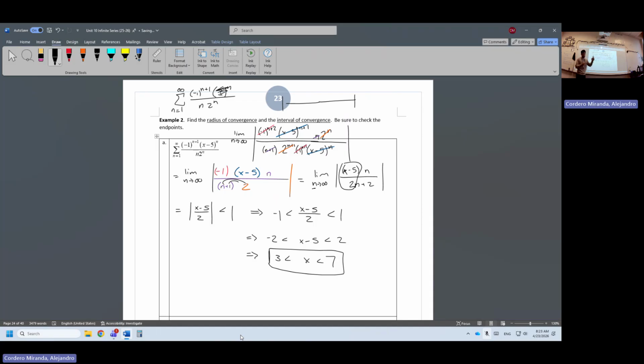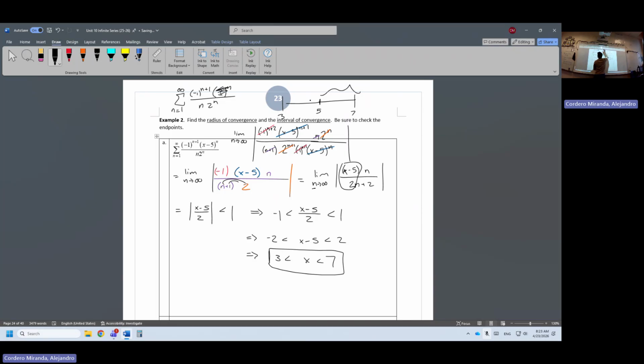5. Okay, all right, good. Yeah, it's this x minus 5. That tells you that's the center of the thing. And then the radius of convergence is asking you how far can you stray from 5 and still converge. 2. Yeah, exactly. Because you can go up to 7 and down to 3. That's a distance of 2.